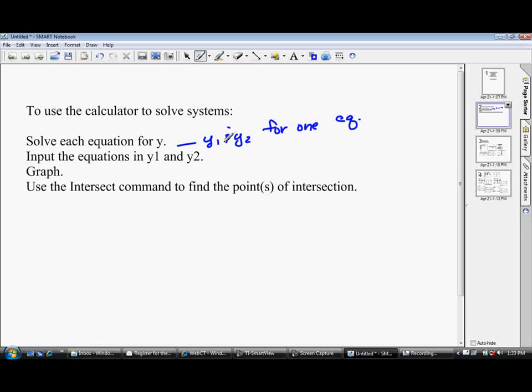And if you do, you're going to have to take up two expressions for one equation, so just be careful with that. And then you're going to graph and then use the intersect command to find the points of intersection. We've done that as well. That's second trace, option 5.